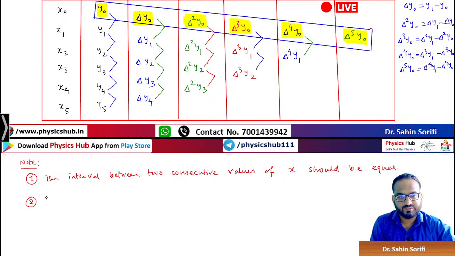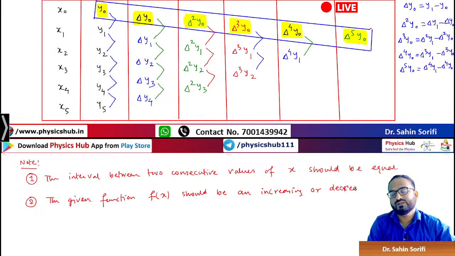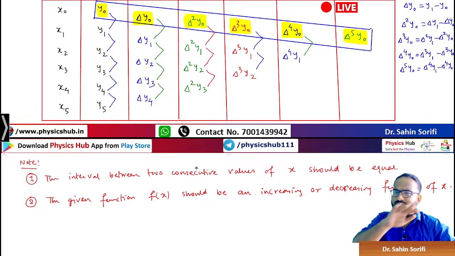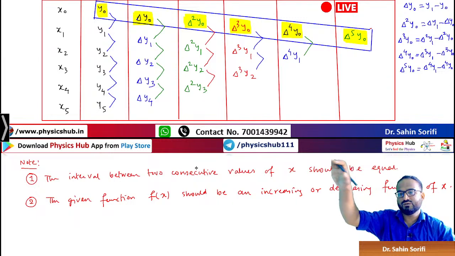Second criteria being the given function f of x should be an increasing or decreasing function of x. So it should not be a constant function. If it is a constant function, then there is no meaning of applying this. It must be some increasing function or decreasing function.